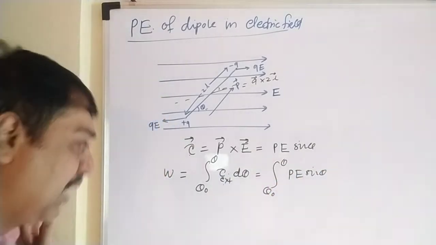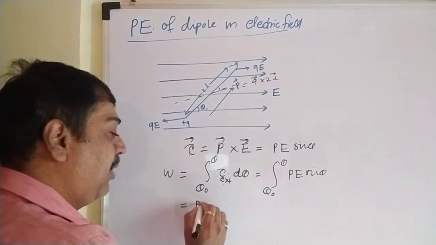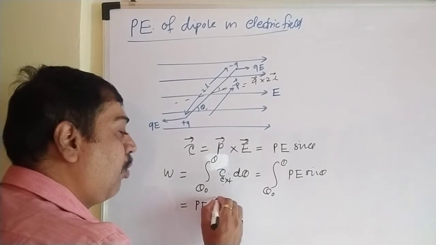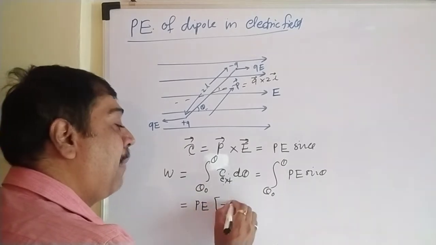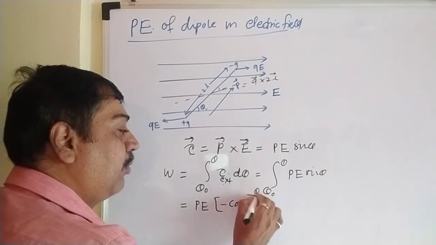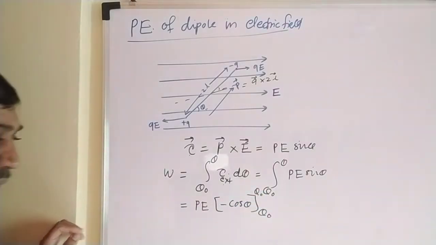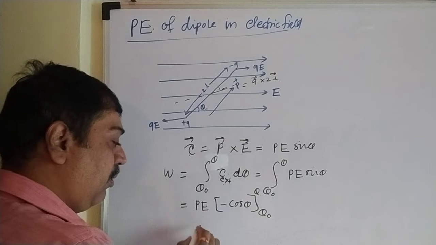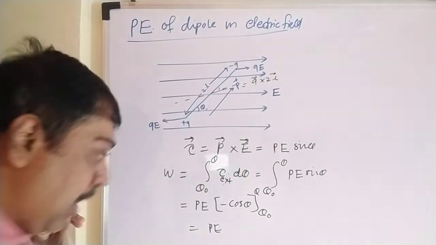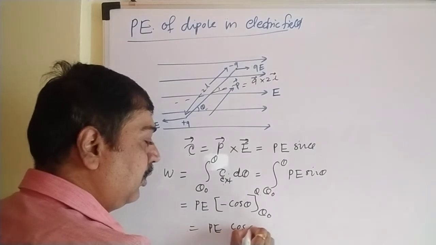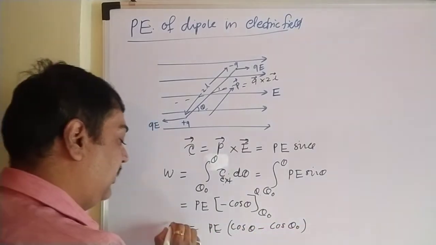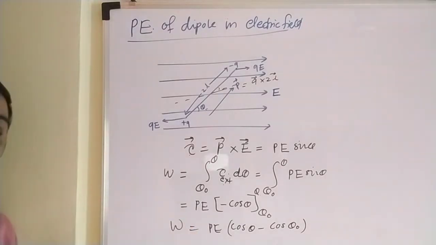PE is constant. Take it outside. So we can write it, PE is constant. Integration of sine theta is what? Sine theta integrates to minus cos theta. And here the limit varies from theta 0 to theta. Put upper limit minus lower limit, we get here PE as it is, upper limit cos theta minus cos theta 0. Cos theta minus cos theta 0, that is the work done.